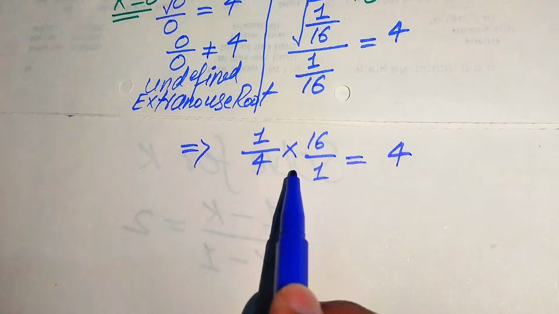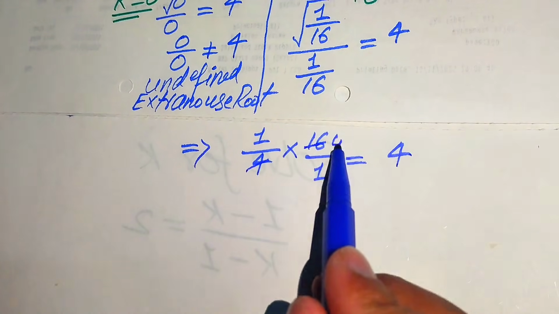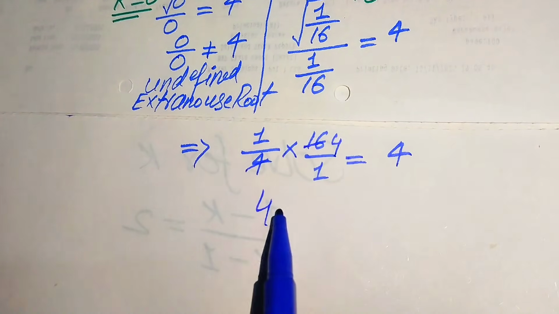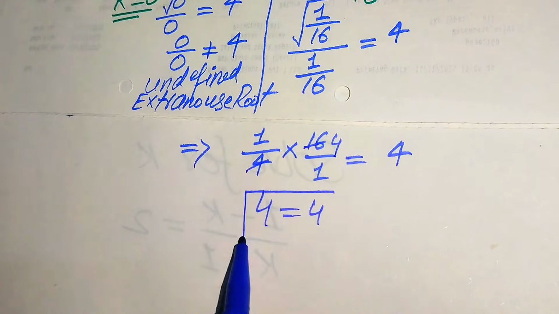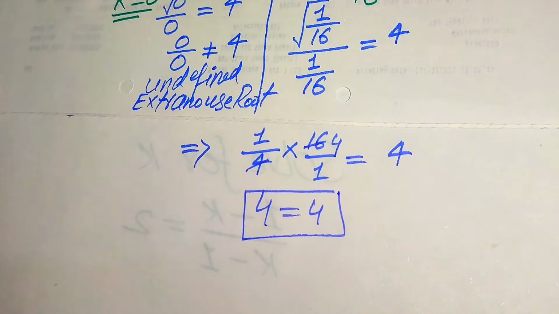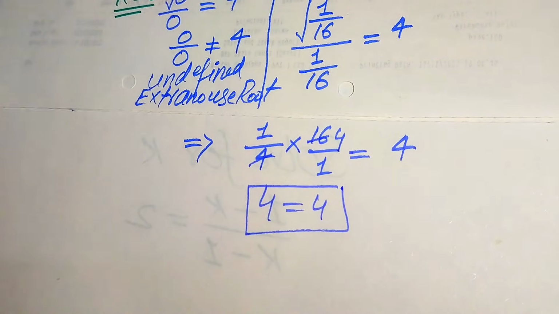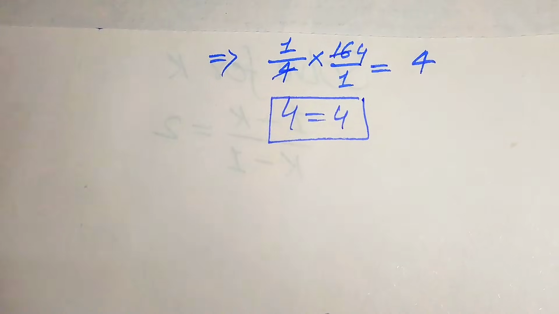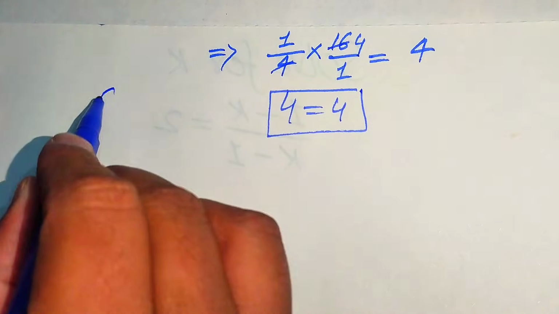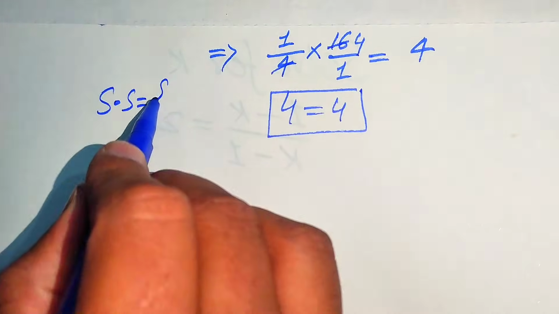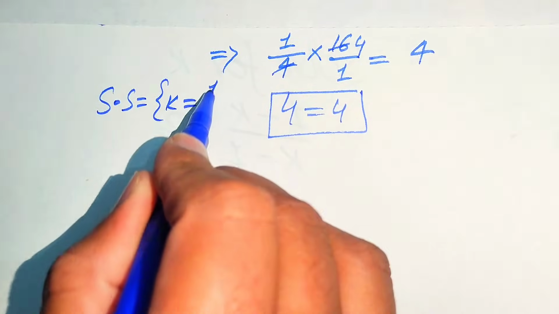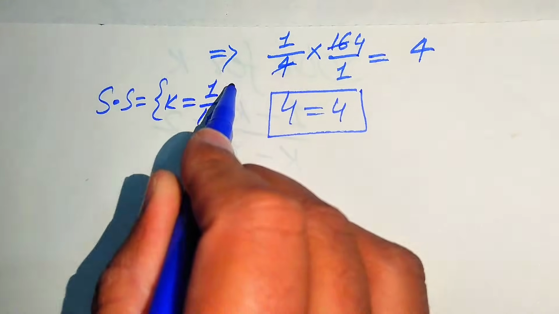And now we need to cancel these terms, and we get 4 times 4 becomes 16, and here we easily get 4 equals 4. So this means that both of the sides are equal. So we conclude that k equals 1 over 16 satisfies our given question statement. So finally, the solution set of this problem is k equals 1 over 16.